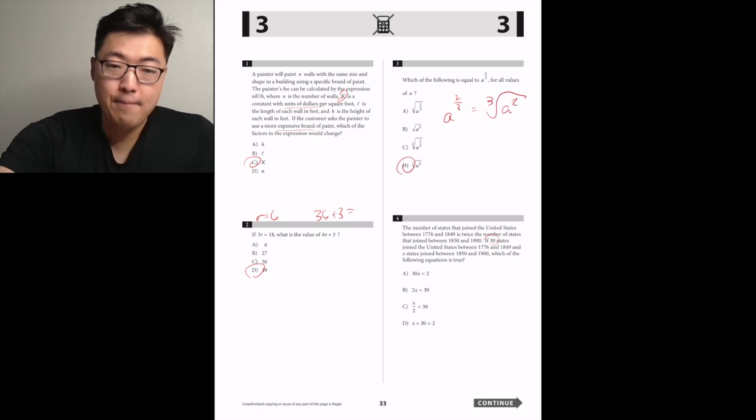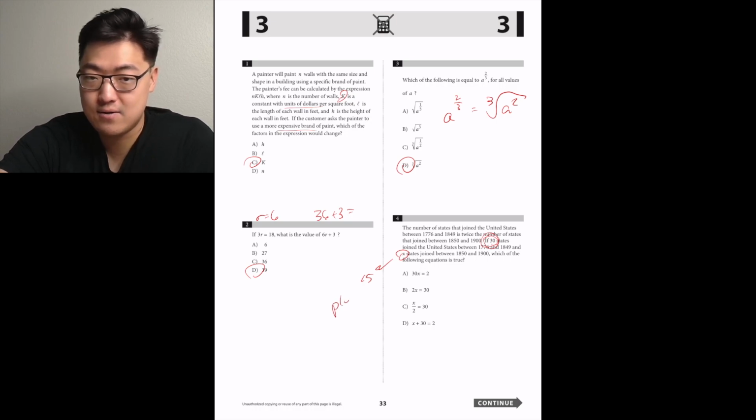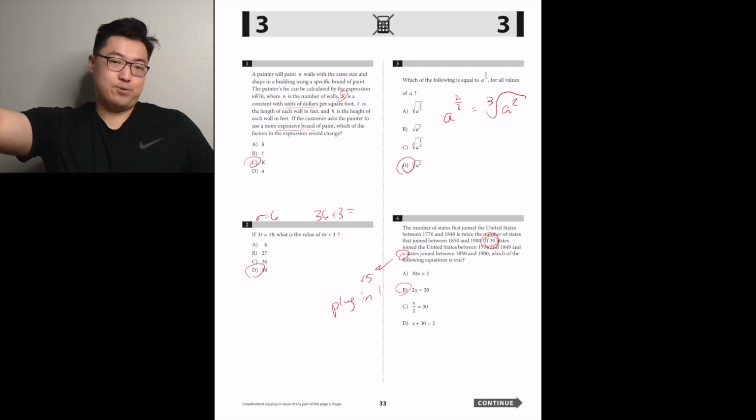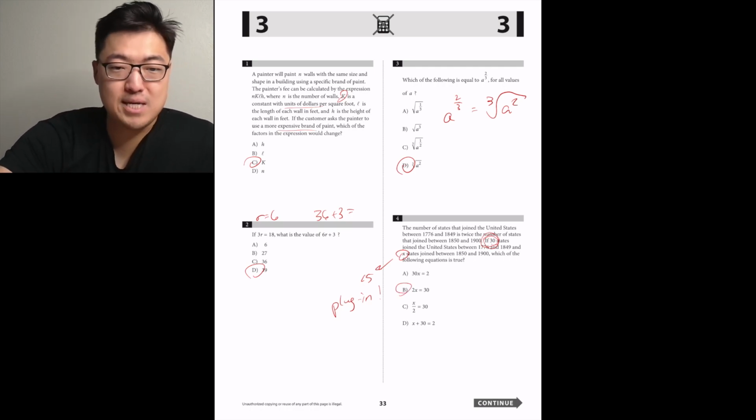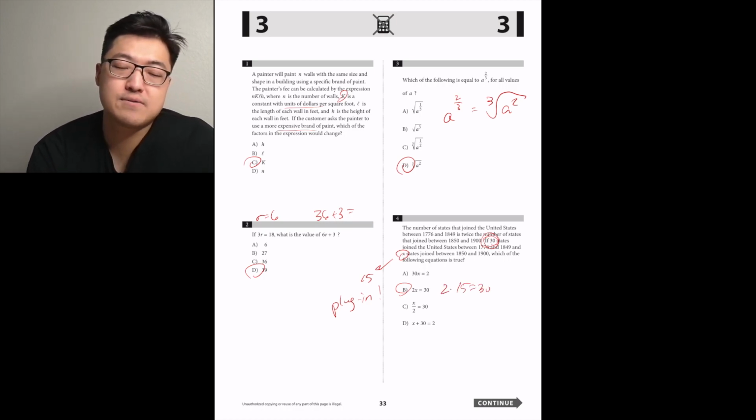So D. The number of states that joined the United States between 1776 and 1849 is twice the number of states that joined between 1850 and 1900. If 30 states joined the United States between 1776 and 1849, and X states joined between 1850 and 1900, so 30 is twice X, so X is 15. Which of the following equations is true? Check which one works with X is 15. I think it's B.